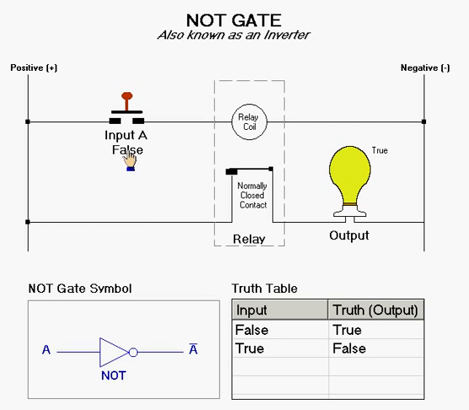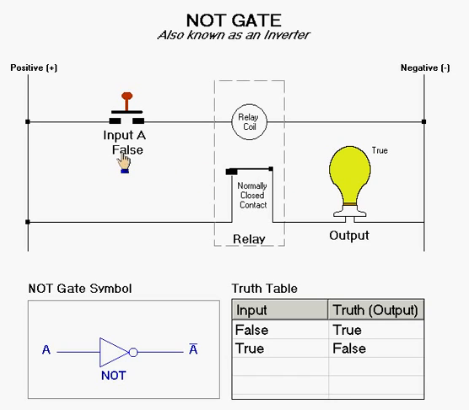Here, I used a momentary push button switch to represent the input of the NOT gate and a light bulb to represent the status of the output. Whenever the light bulb is lit as it is now, this represents a 1 or a status of true. Whenever the light bulb is off, this represents a 0 or status of false.